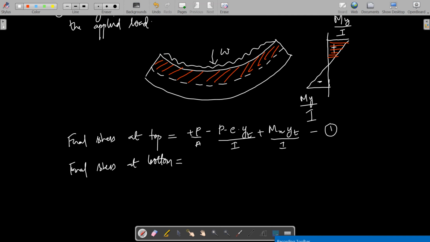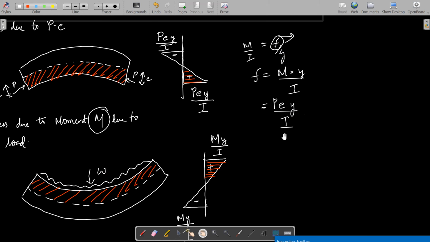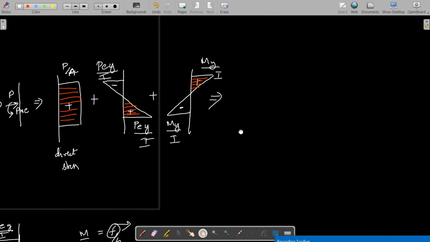And if I am considering the final stress at the bottom, then that is again plus P by A plus P into E into Y bottom divided by I minus MX into Y bottom divided by I. So I hope you are clear with this. So if I am drawing the section like this, in order to have a safer section, what is needed?